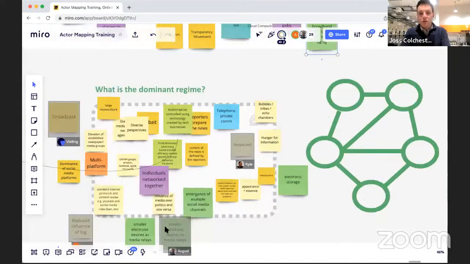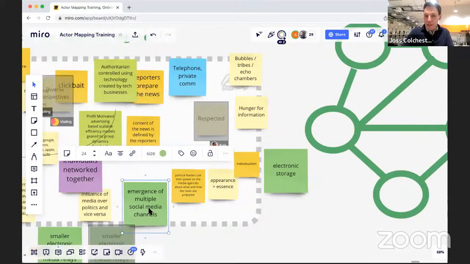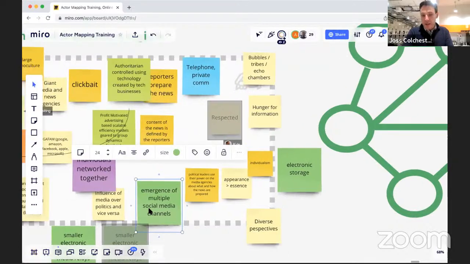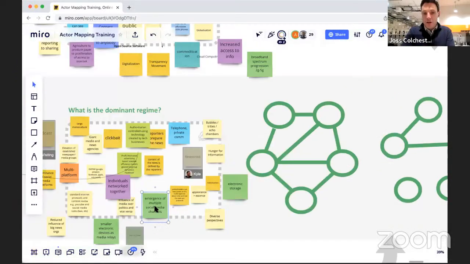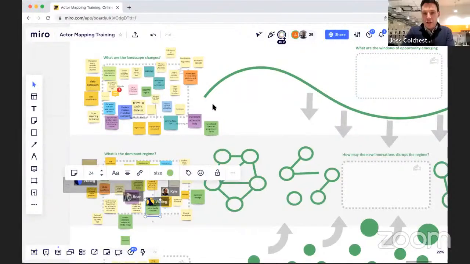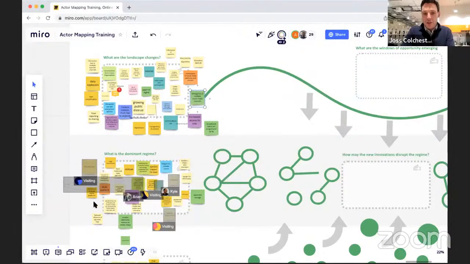Okay, electronic storage, emergence of multiple social media channels. Yeah, but is this the dominant regime? Not, that's a changing thing, isn't it, right? That's something that's happening, changing up on the landscape here.